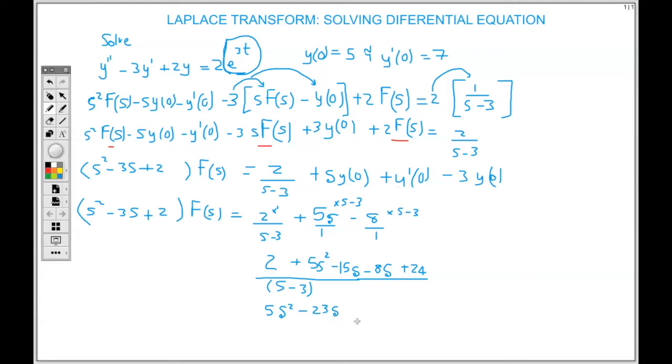Then 2 plus 24, that gives us 26, all over s minus 3. Now I will be writing the left hand side, which is s squared minus 3s plus 2 times capital Fs.